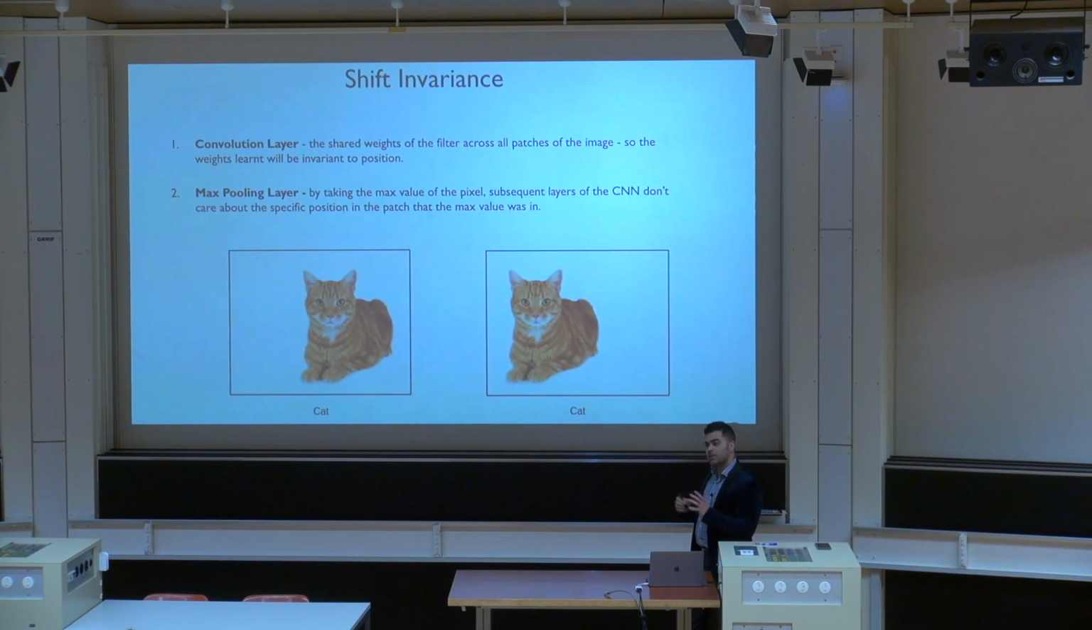And the next reason is max pooling, which is not as useful as the first one. When you do max pooling, you take the maximum value of the window. You don't care about the position of the maximum value. You just take the maximum value. And it makes your CNN a bit robust to the shifting, okay?